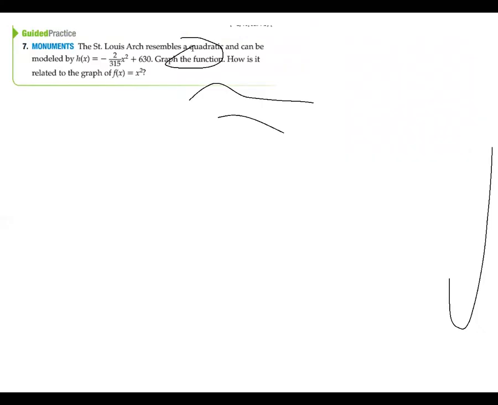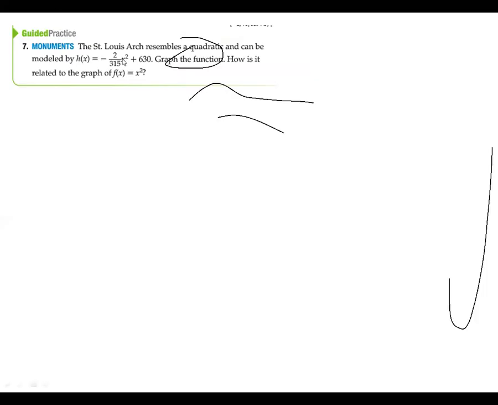All right, the St. Louis arch resembles a quadratic and can be modeled by that function. Graph the function. How is it related to the graph of x squared? Well, I will tell you that there are three. Go ahead and pause the video. Okay, we're back. I will tell you there are three separate transformations going on here.